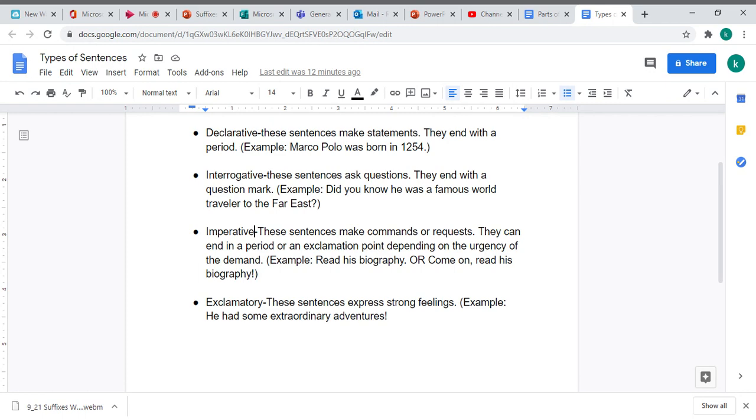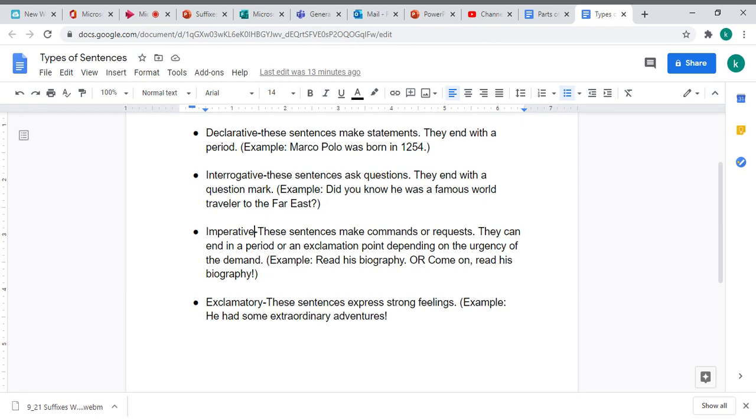Imperative is your third type. These sentences make commands or requests. They can end in a period or an exclamation point, depending on the urgency of the demand. Example, read his biography. Or, come on, read his biography. Exclamatory, these sentences express strong feelings and they end in exclamation points. For example, he had some extraordinary adventures.